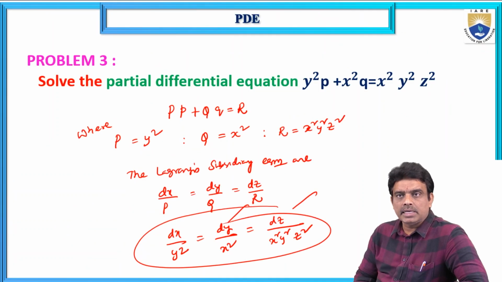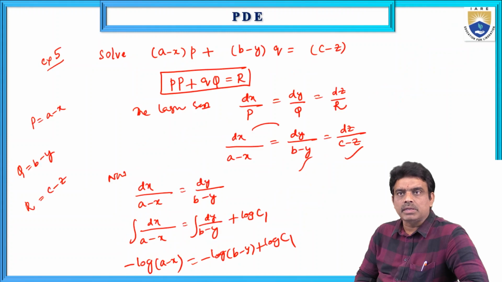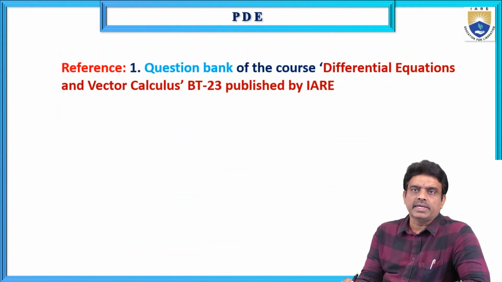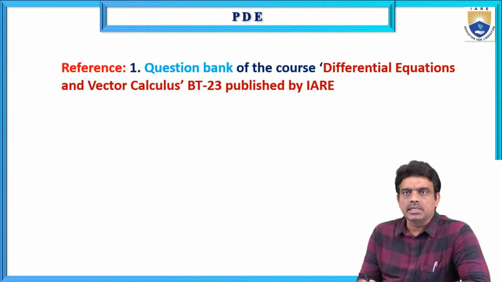So these problems have been taken from the question bank of the course Differential Equations and Vector Calculus. The regulations are BT23 and it is published by IARE.